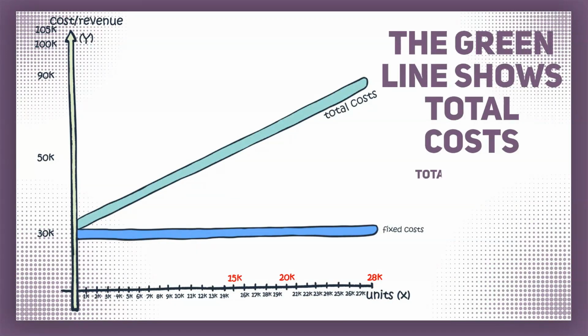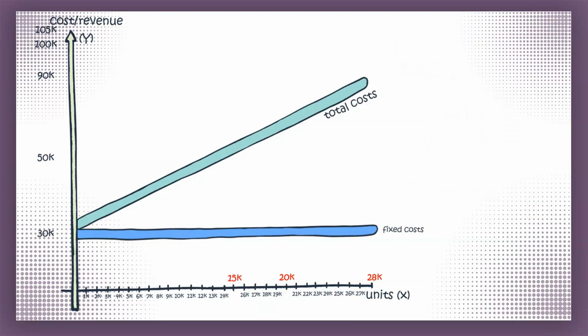Now, the green line shows total costs. The total costs, as we know, are the fixed costs plus the variable costs. So as output increases, so do variable costs. It's £3 for every cake jar that Yaz produces, and that's why the total cost line slopes upwards as the number of units gets bigger.